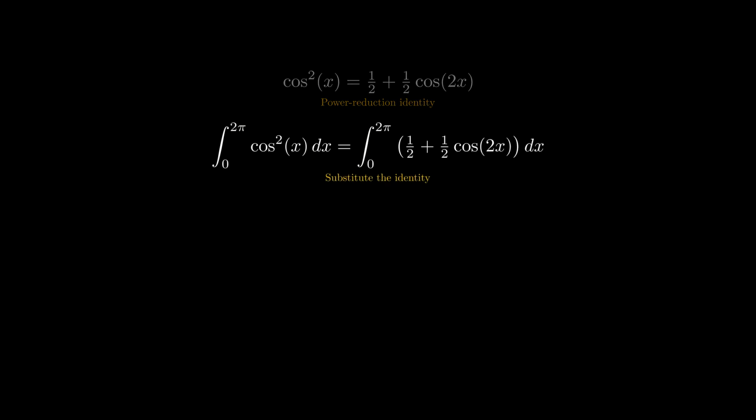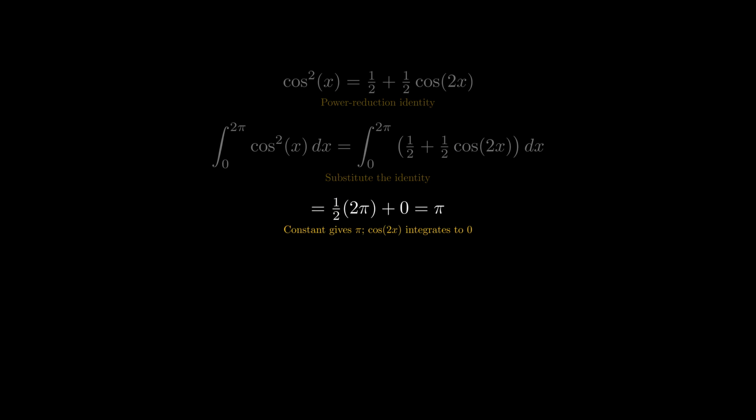Now let's compute the surviving integral. Using the identity cosine squared x equals 1/2 plus 1/2 cosine of 2x. Integrating from 0 to 2 pi, the first half gives 1/2 times 2 pi, which is pi. The cosine 2x part integrates to 0 over a full period. So the integral of cosine squared x from 0 to 2 pi equals pi.